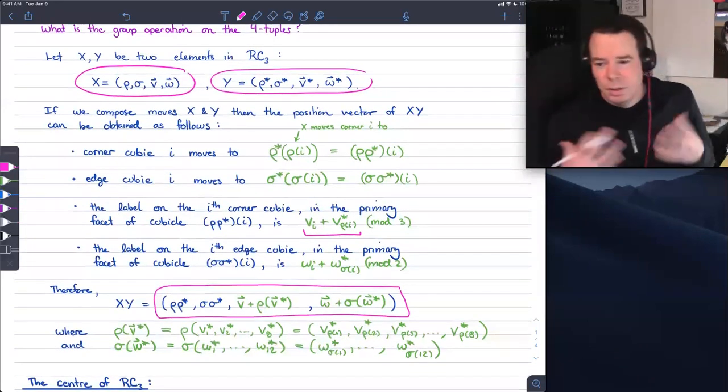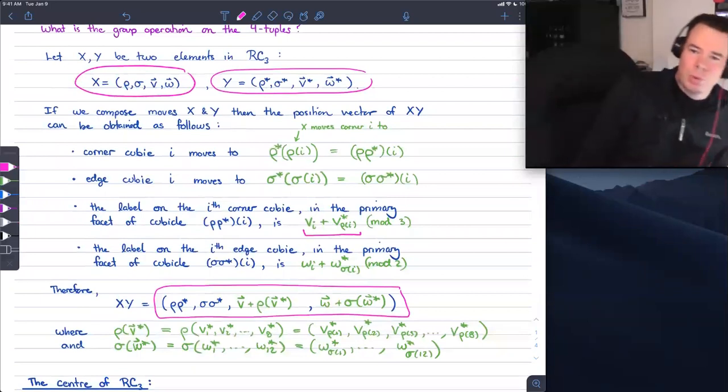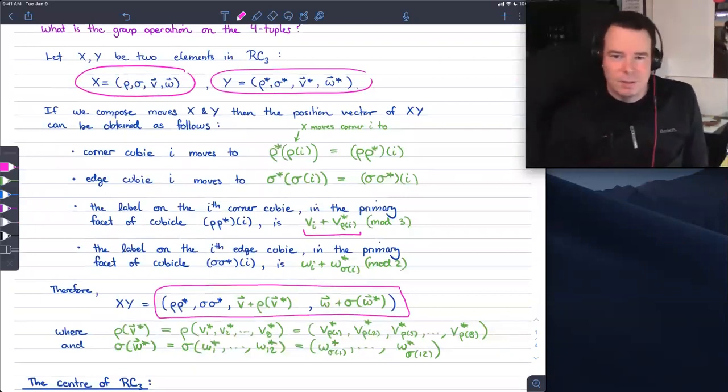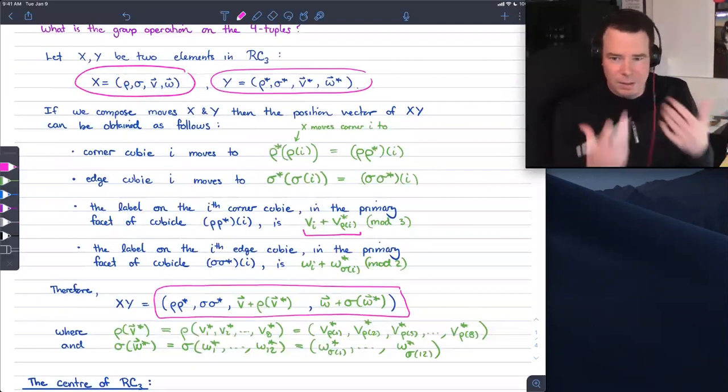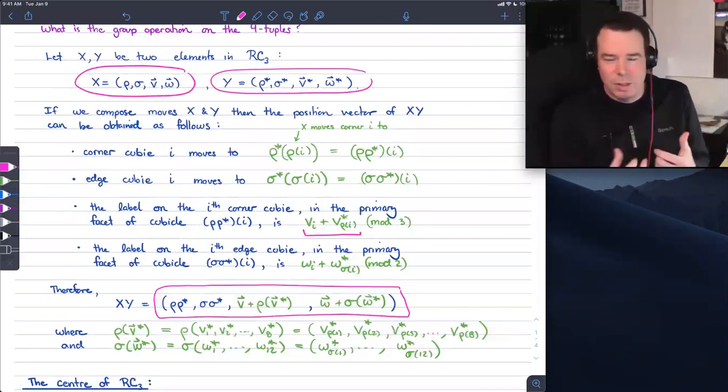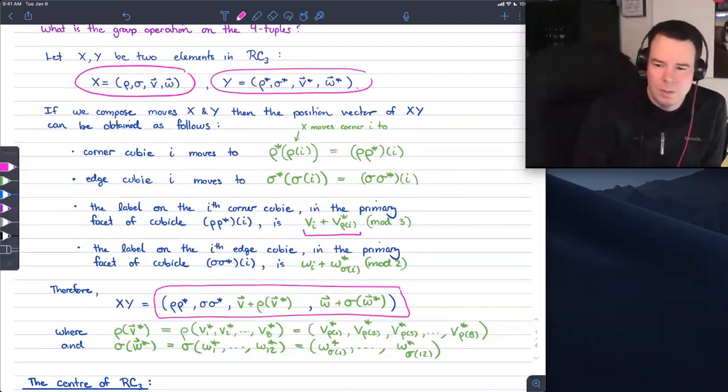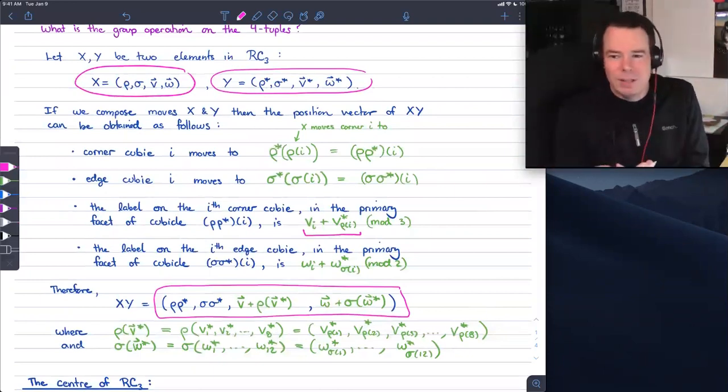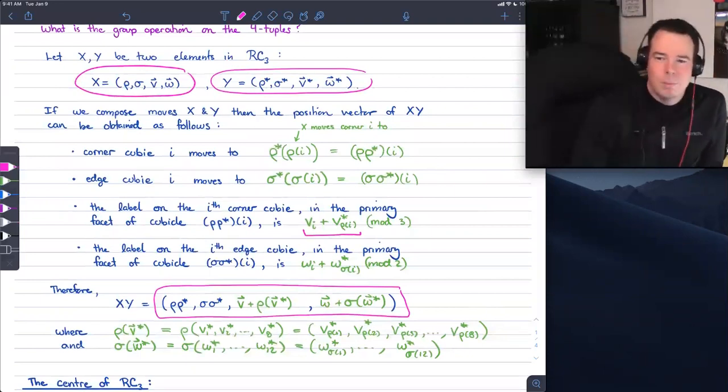So that's what we call the group operation on RC3. So if I work with RC3 and these 4-tuples and I want to start to multiply them together to produce new puzzle moves, then this is how the multiplication gets done. And it's just sort of twisting that happens in the second, the third and fourth component. Okay, so that's all I really want to say about that. This is sort of stepping into much more complicated territory than I want to get into for the Rubik's Cube.